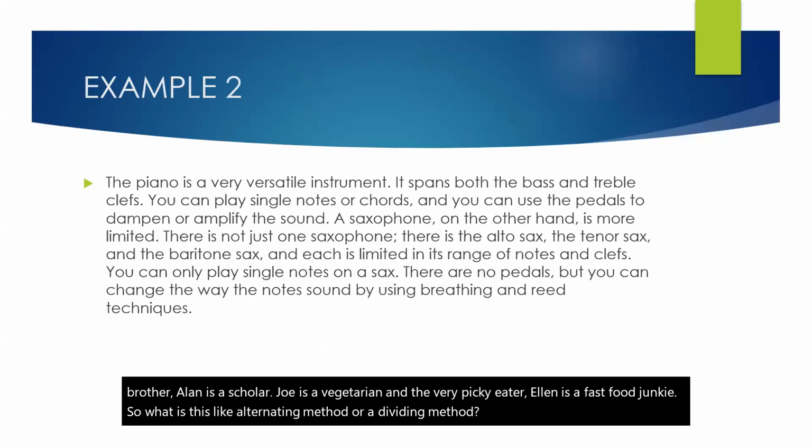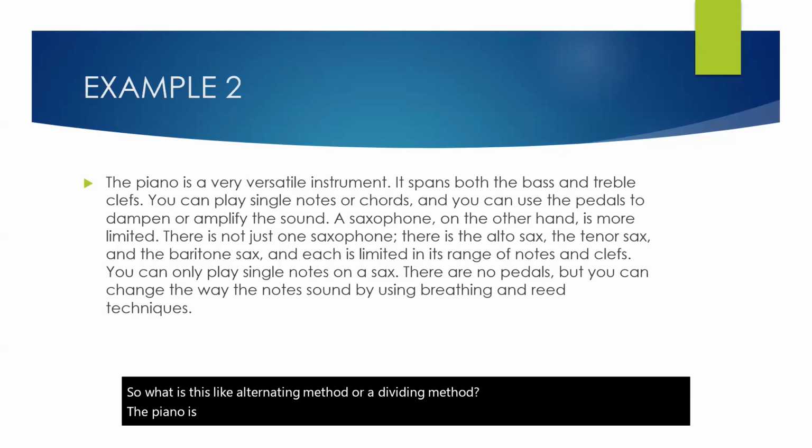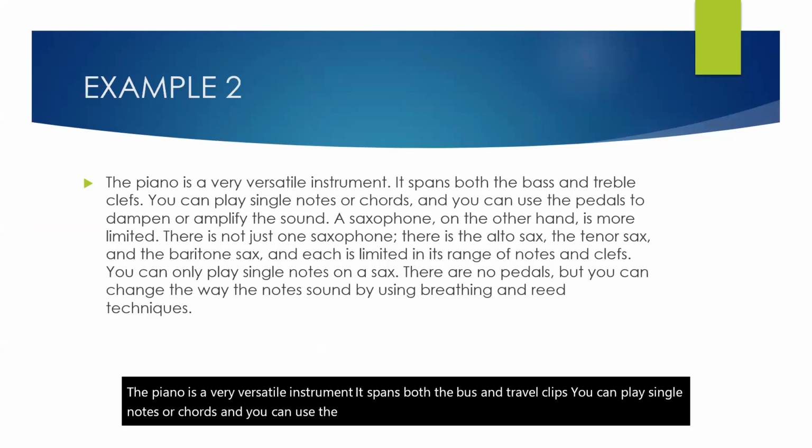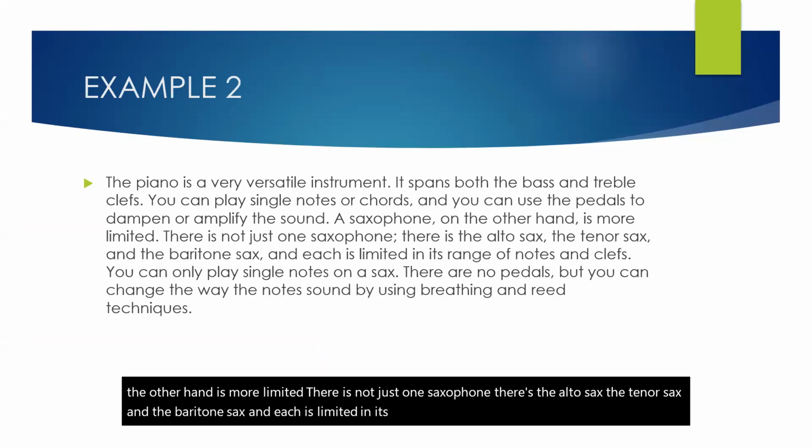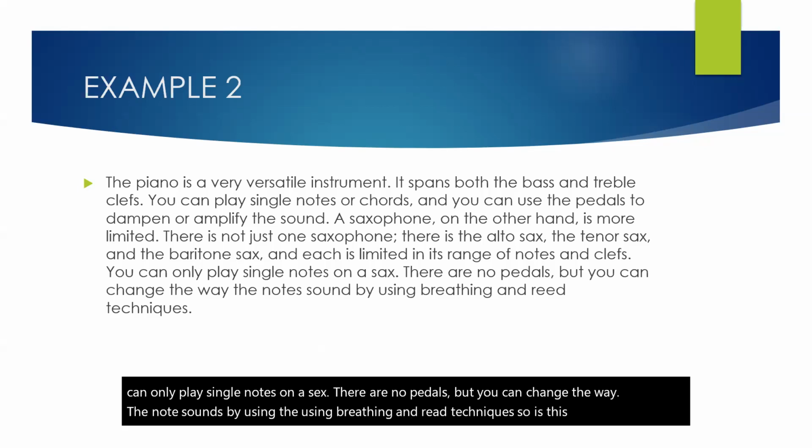The piano is a very versatile instrument. It spans both the bass and treble clefs. You can play single notes or chords, and you can use the pedals to dampen or amplify the sound. A saxophone, on the other hand, is more limited. There's not just one saxophone, there's the alto sax, the tenor sax, and the baritone sax, and each is limited in its range of notes and clefs. You can only play single notes on a sax. There are no pedals, but you can change the way the note sounds by using breathing and reed techniques. So is this the alternating or dividing method?